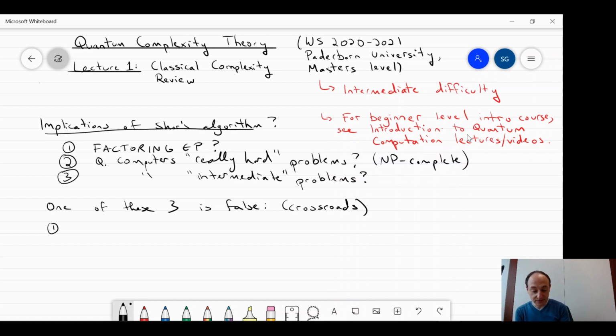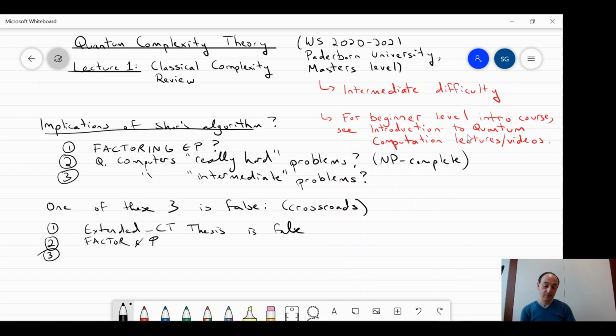Okay, number one is that something called the extended Church-Turing thesis is false. All right, number two is that factoring is not in P. And, well, number three, I'll let you think about this. Well, okay, let me fill it in for now, maybe. And we'll go a bit more into depth later. So large-scale universal quantum computers, QC will typically mean quantum computers in this course, cannot be built.